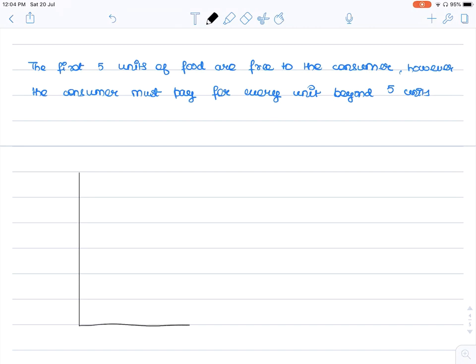It looks like this. So you have food on the horizontal axis and other goods on the vertical axis. So let us draw the original budget line first, without food stamps. We need to draw first of all the original budget line, that is without food stamps.